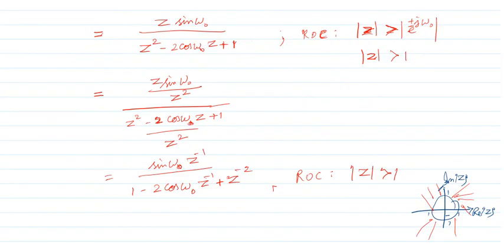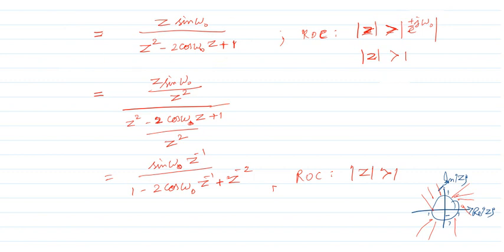ROC, e power plus or minus, together we can write it as magnitude of z greater than 1. So we got this. This is the answer for what we started with, sin omega naught n u of n. This is the Z transform, with ROC greater than 1.